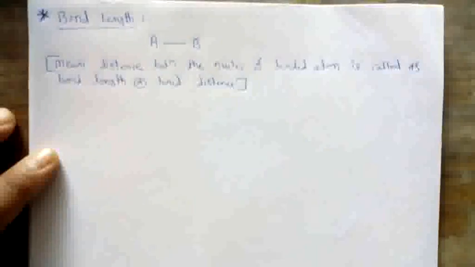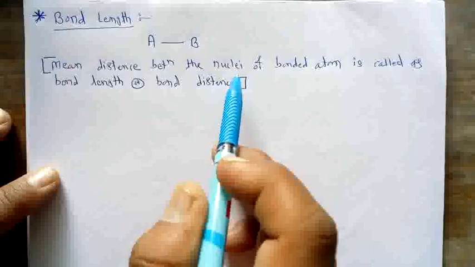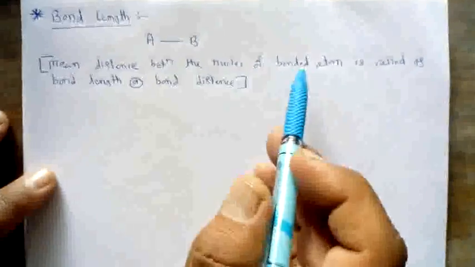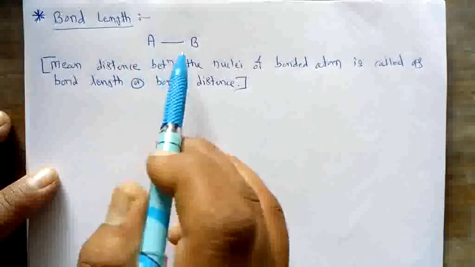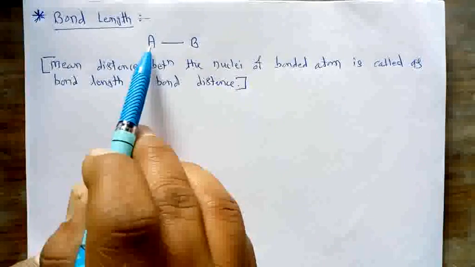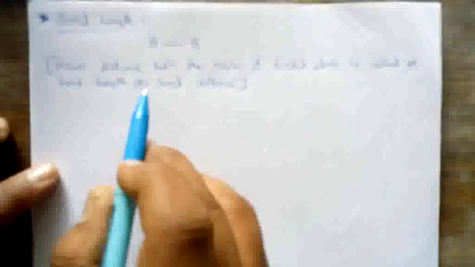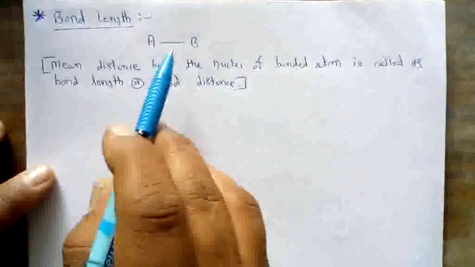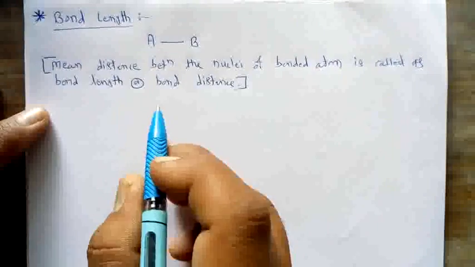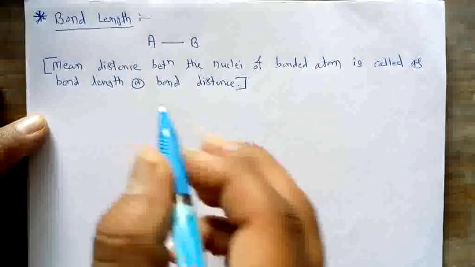So whenever we use the word bond length or bond distance, it means nothing but the mean distance between the nuclei of the bonded atoms. If we consider this AB molecule, then the mean distance between the nucleus of this atom A and the nucleus of this atom B is called the bond length or bond distance of the AB molecule. This bond distance or bond length is expressed in the unit of Angstrom.